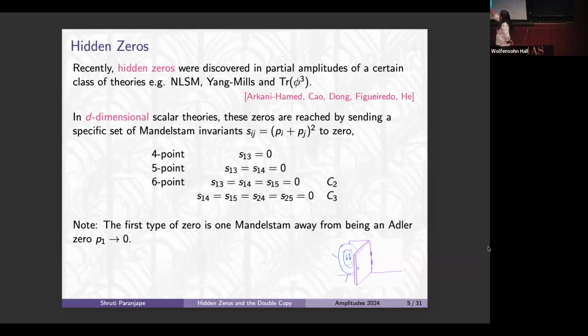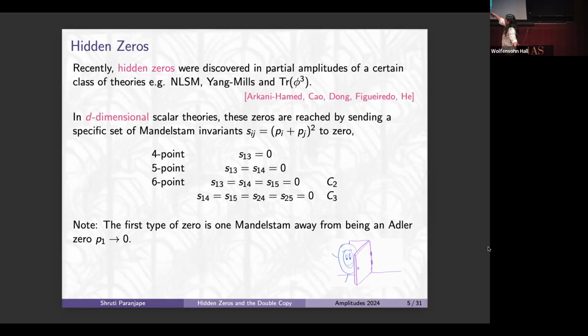All right, so what do these look like? At 4 point, it's very simple. I'm just sending t to 0, and the amplitude vanishes. I should mention a few things before I say this. These conditions I've written down over here are the zero conditions for a d-dimensional scalar theory. For this, all my amplitudes are just functions of Mandelstam invariants. And so when I send t to 0, the 4 point amplitude vanishes.